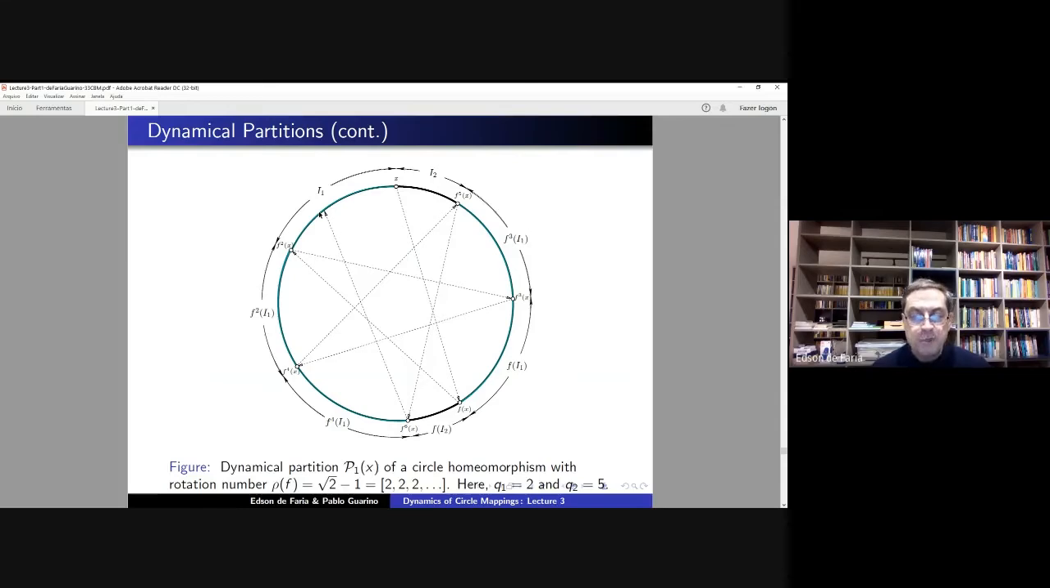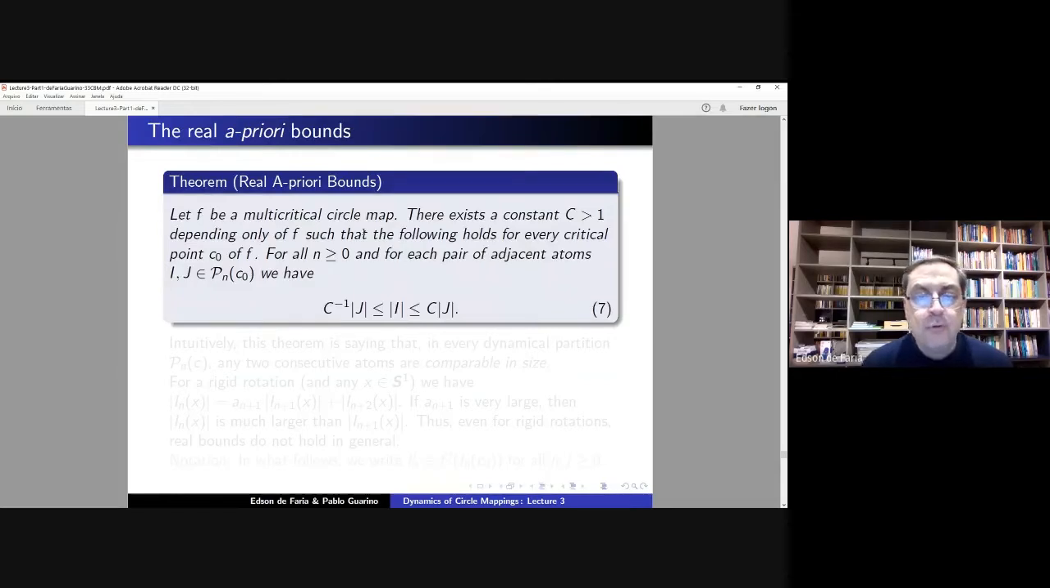Of course, when I drew this picture, I drew it using as my basis the rotation with this rotation number. But f is not a rotation in general, but the situation is going to be topologically exactly the same. Combinatorially, the distribution of the intervals is going to be exactly the same. So this is an example of a dynamical partition. And these successive dynamical partitions for a given map play a very important role in everything that we do later in this theory.